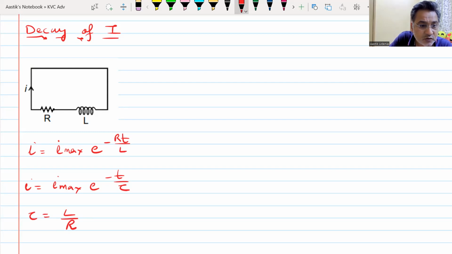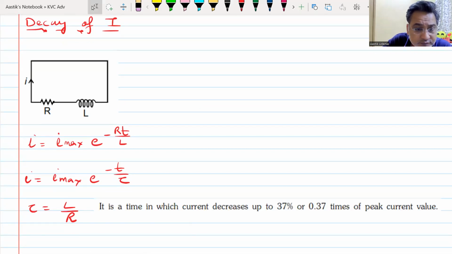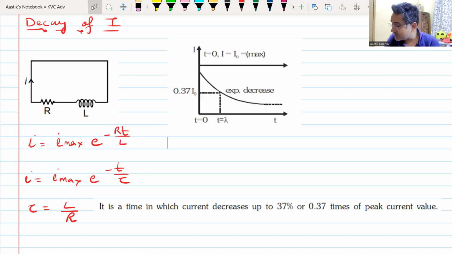And how much would be 1 tau? It would be the time taken for the current to become 37% of its maximum value from the maximum value, and this is how the graph looks like. Do we understand this? Yes. Everyone understands this? Yes, sir.